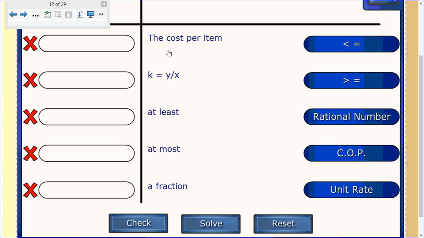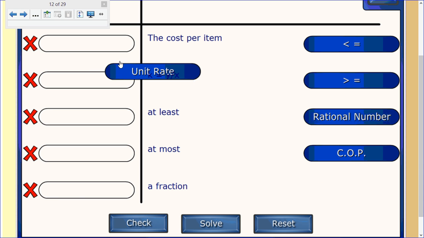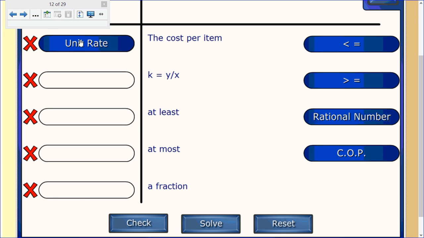So let's look at the first one. Cost per item. Which would it be? Let's see. Cost per item, COP. Well, that's not the cost per item. Unit rate strikes me as that. That's the cost of one item, and there you go.